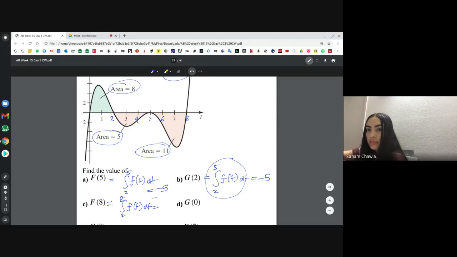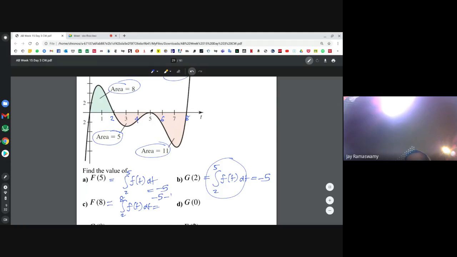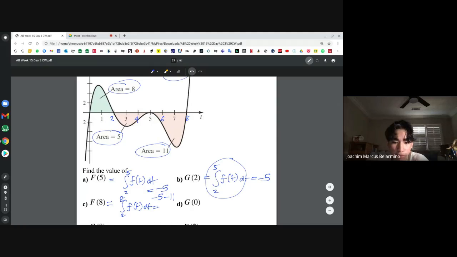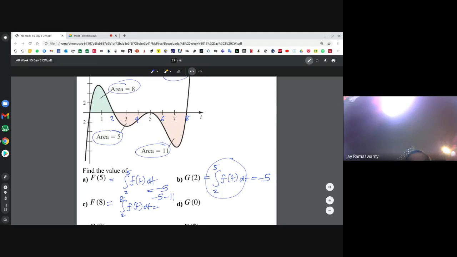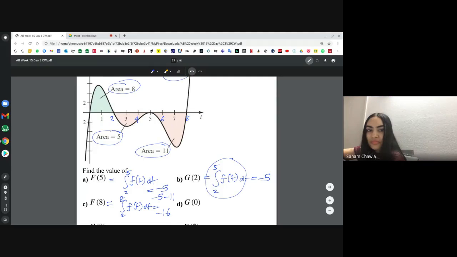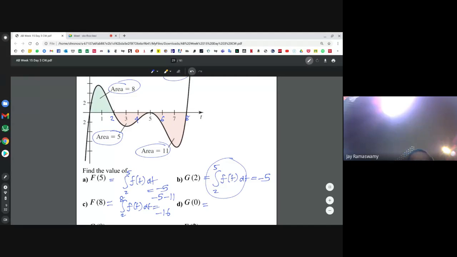Negative 16. No. Positive. Please show the work. Is that negative 5 minus 11? Yes. Both are below the axis. So negative 5 minus 11, that's negative 16. Okay. Next, G of 0.